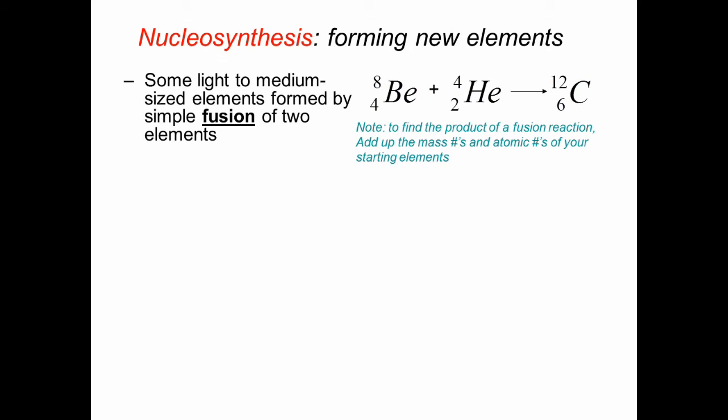This is what we're talking about. So these are like addition questions. A beryllium plus a helium makes a carbon. So this is the opposite of a decay when you see the plus sign on the left of the arrow.